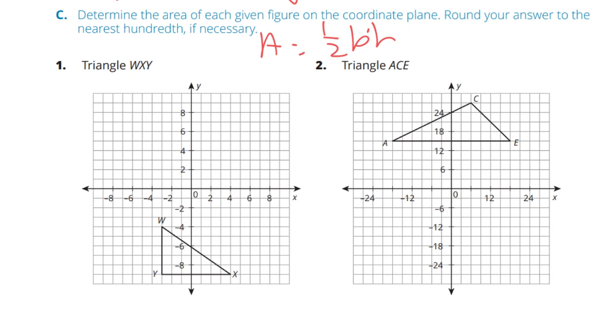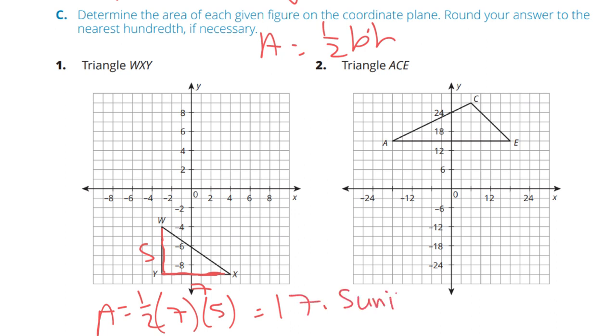All right, so for number one, the base is 1, 2, 3, 4, 5, 6, 7. This is 7. This is 1, 2, 3, 4, 5. This is 5. So the area is just going to be 1/2 base, which was 7, times 5. And that's going to be 17.5 units squared because we multiply two things together.